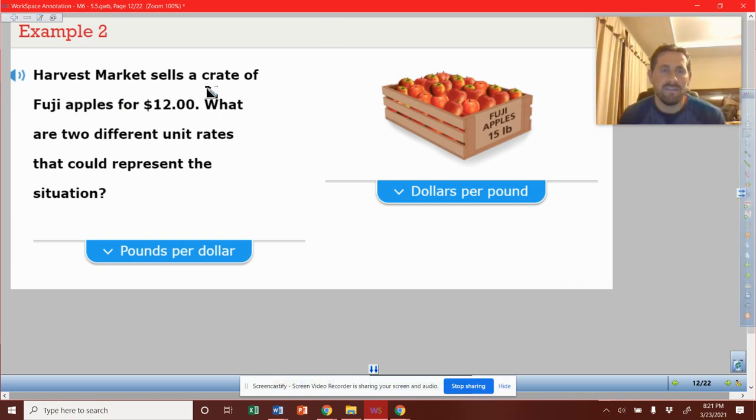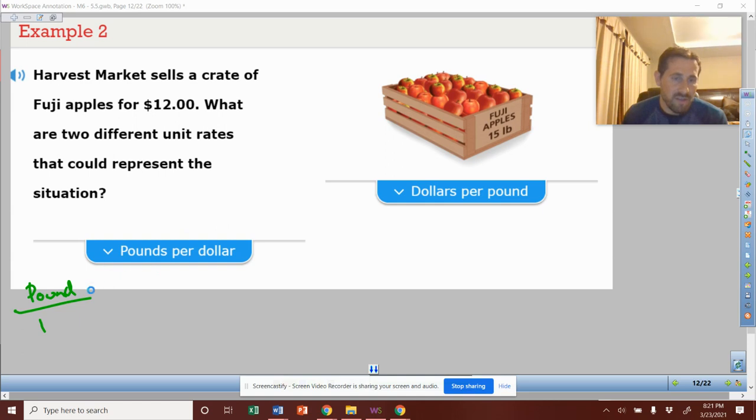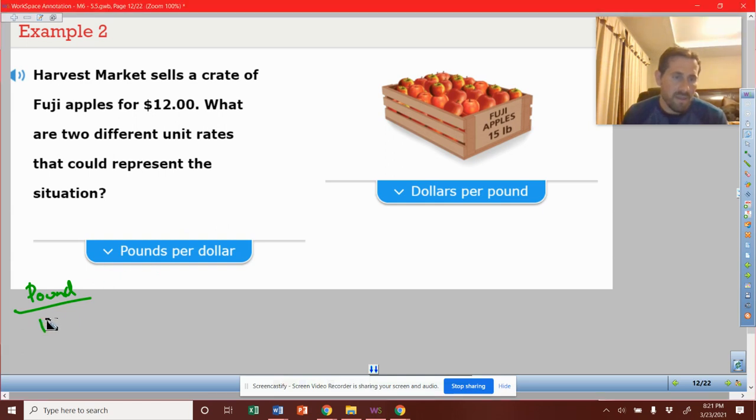This harvest market sells a crate of Fuji apples for $12. What are two different unit rates that could represent the situation? So we could choose to represent it as pounds per dollar, and you all should know that that word per is another word for division, right? So we could calculate this pounds per dollar, or we can calculate this dollars per pound. And remember, the way you read it is the way that we would write our rate.